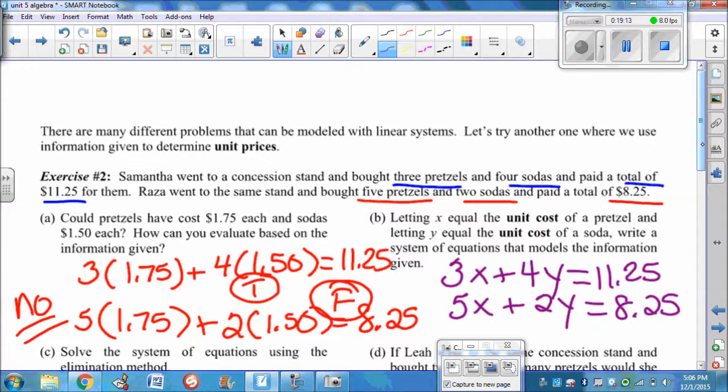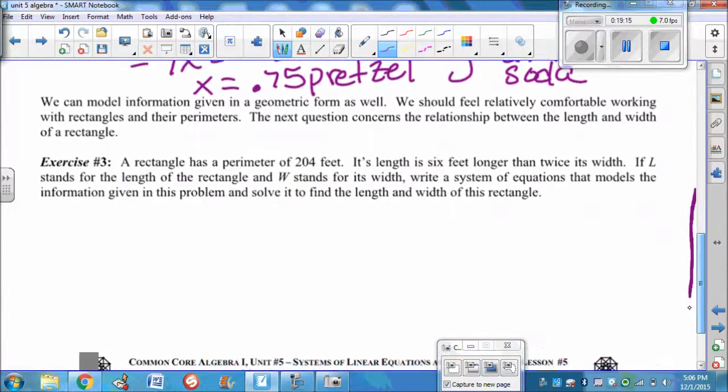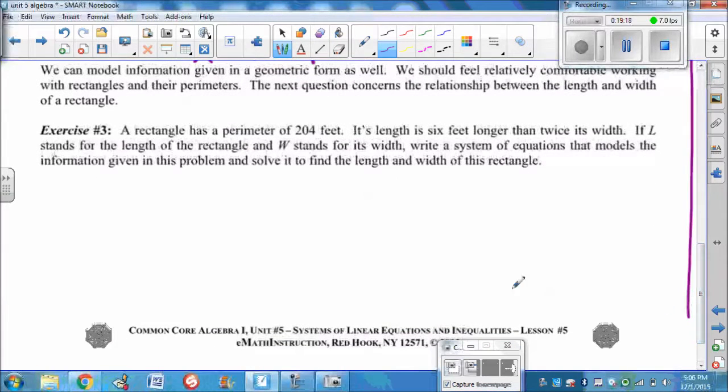And then the last one, a little bit of geometry here. I'm just going to set this one up, and then I'll give you the answer. It says a rectangle has a perimeter of 204.